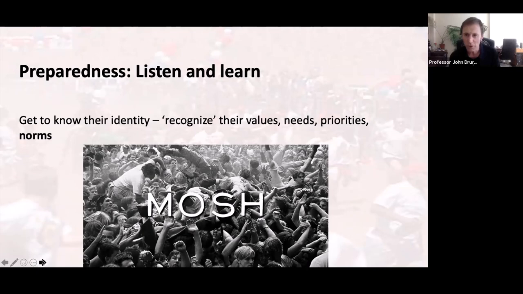But it's the same for any subcultural group of fans that come to your event. They have values which are a function of their identities. They have rules which relate to who they are. They have needs and priorities which relate to who they are. So get to know them. You get to know through talking to them, and through your scholarship. That is the first step to building that relationship: to know who they are.